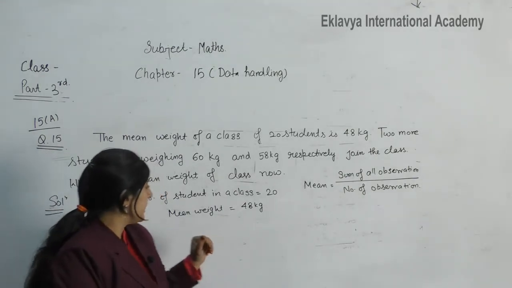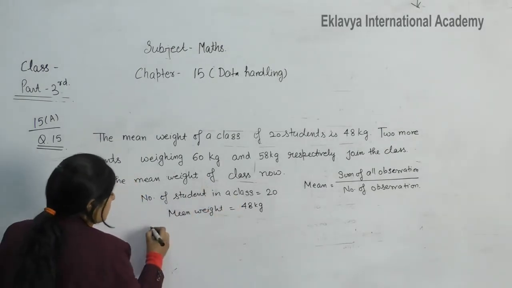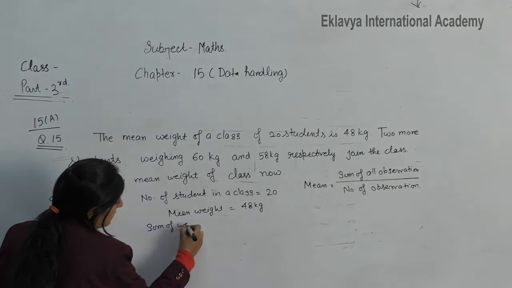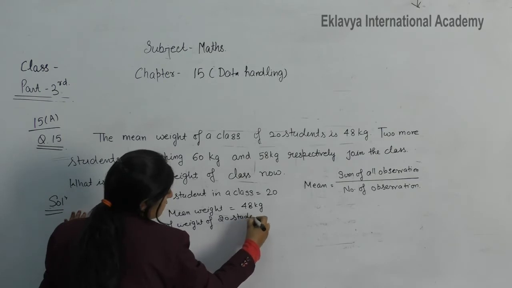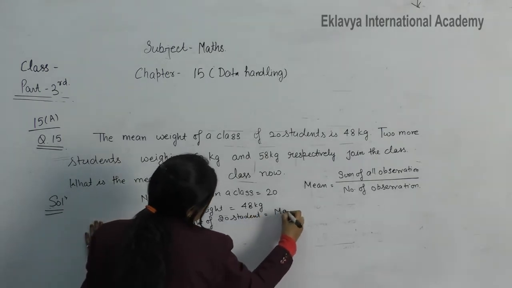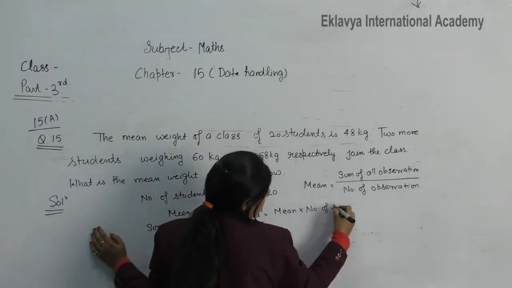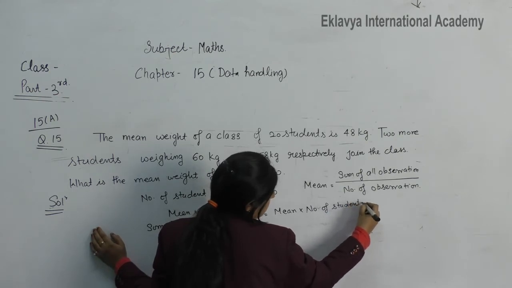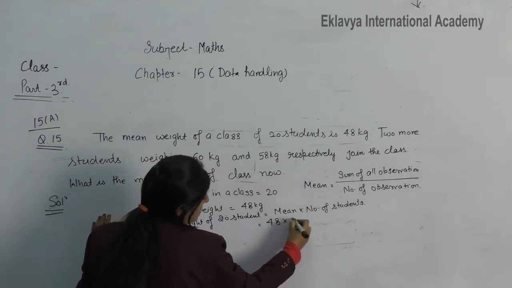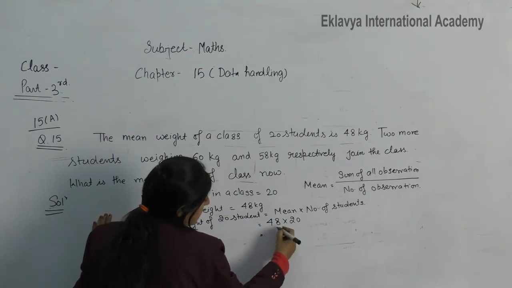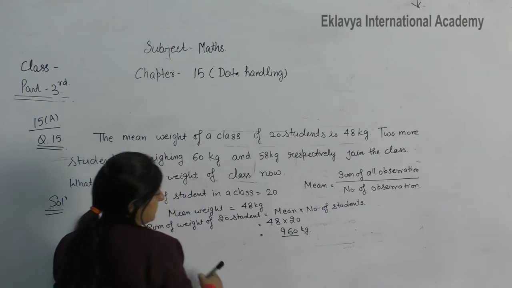Firstly see here, the mean is given to you, the number of students is given to you. It means we can find the sum of weight of all students. The sum of weight of 20 students is equal to, the formula becomes, mean multiplied by number of students. Mean value is given as 48, number of students 20, so 48 times 20 is 960 kg.